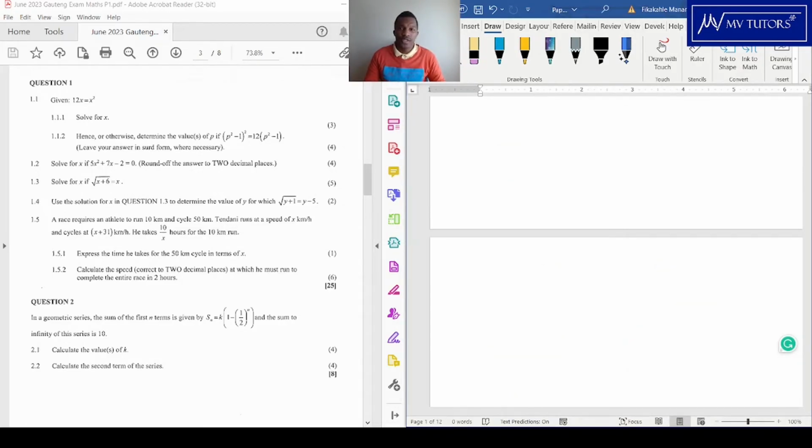All right, let's look at the next question, which is 1.2. All right, 1.2 now. And we are given 5x squared plus 7x minus 2 is equals to 0. And round off the answer to 2 decimals.